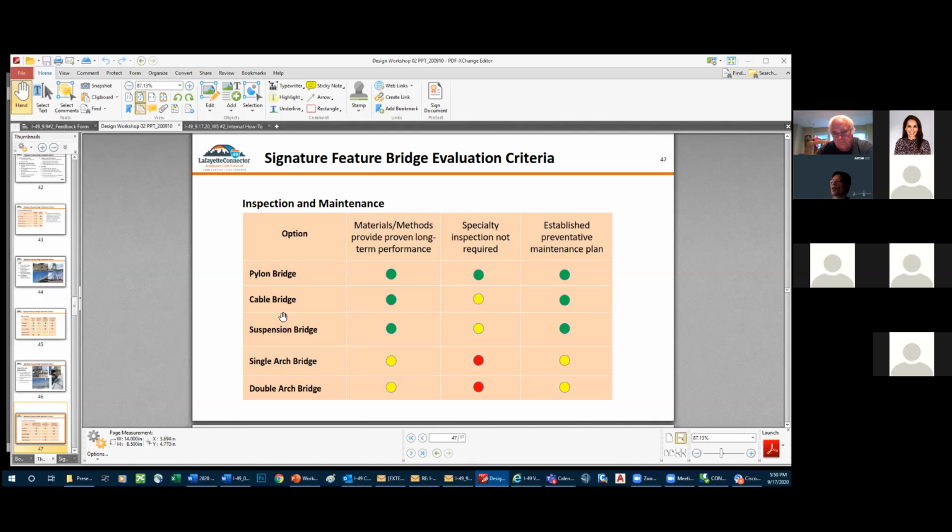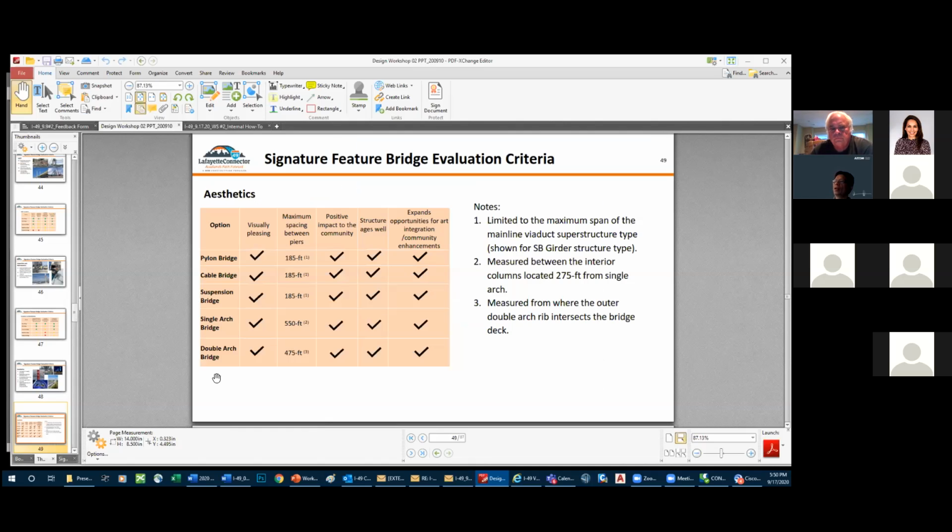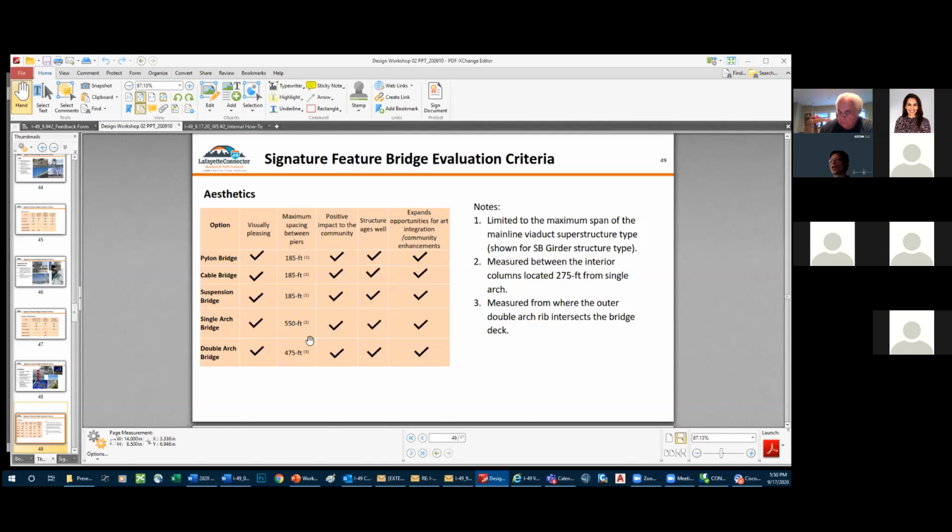So again, for inspection and maintenance, it very much follows the same pattern as the cost. And aesthetics is, in a way, kind of reverse. Even though the dimensions seem to suggest that the single arch is the greatest in terms of providing space underneath, as I indicated before, the sum total space is actually the greatest in the double arch. So you can say that the space made available is just the reverse of the cost and the inspection and the maintenance of traffic. The greatest amount is actually the double arch, and then it goes backwards to the pylon.